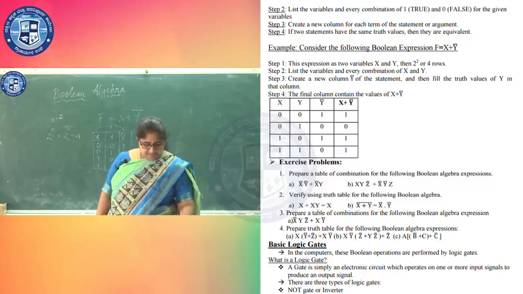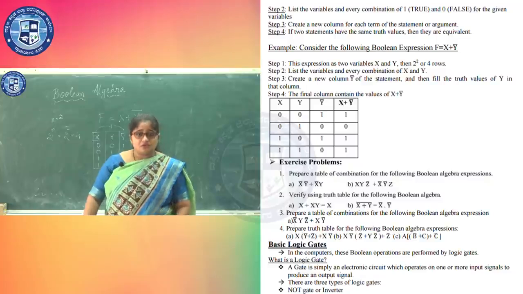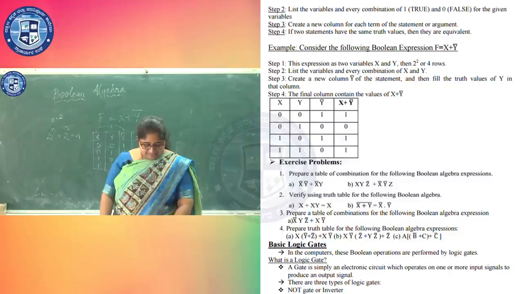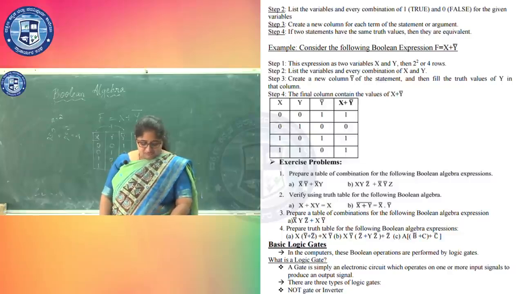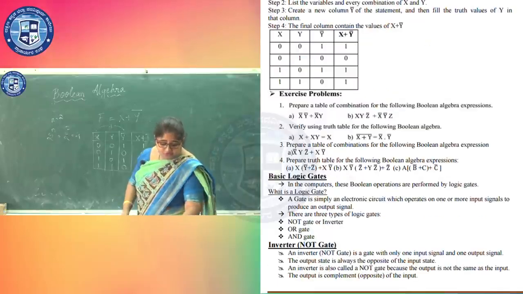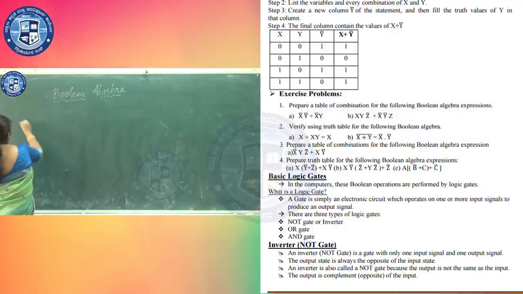Next, there are some exercise problems put up on the screen. You can go through that and you will have to solve it by yourself. In the second one, verify using the truth table for the Boolean algebra. So how do you verify that? I am going to solve this one for you. The second exercise problem I am speaking of.